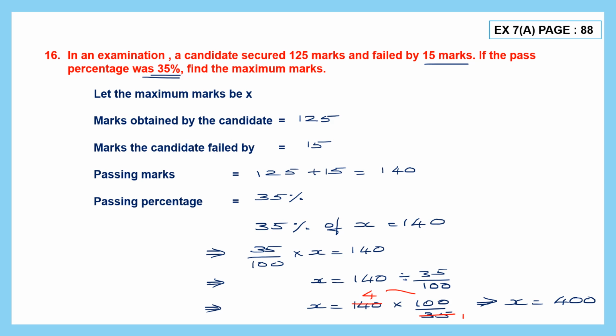So what have we found? We have found x. And what is x? The maximum marks. So here, let the maximum marks be x, we said. That means the maximum marks is 400, which we just found out. So this is our answer. x is equal to 400.